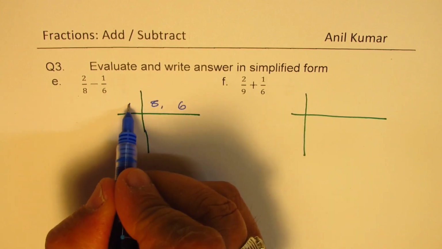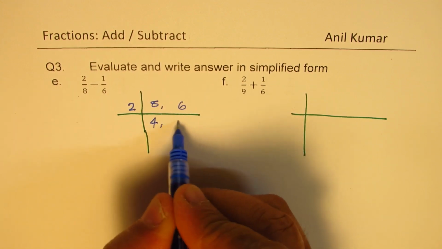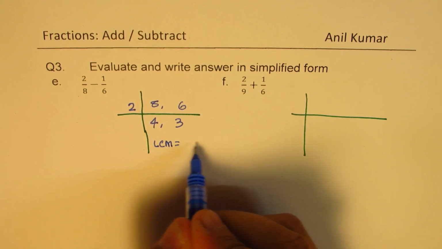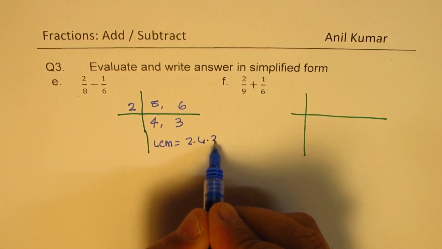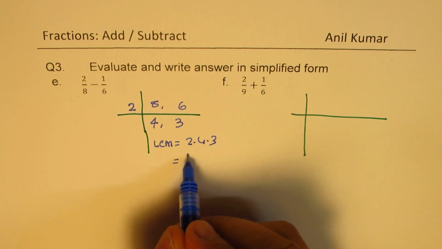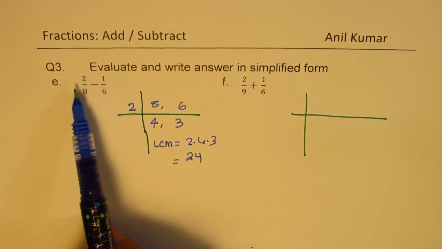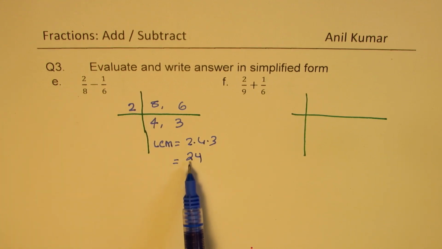Both can be divided by 2. So 2 times 4 and 2 times 3. So in this case, the LCM is equal to 2 times 4 times 3, which is 8 times 3 as 24. So we have to write these fractions with denominator of 24, correct?